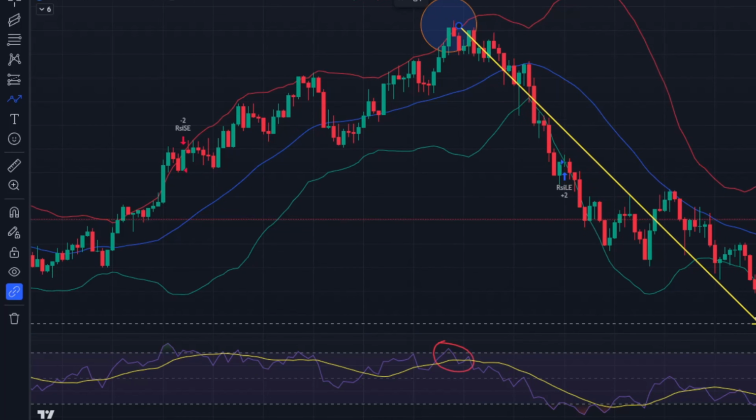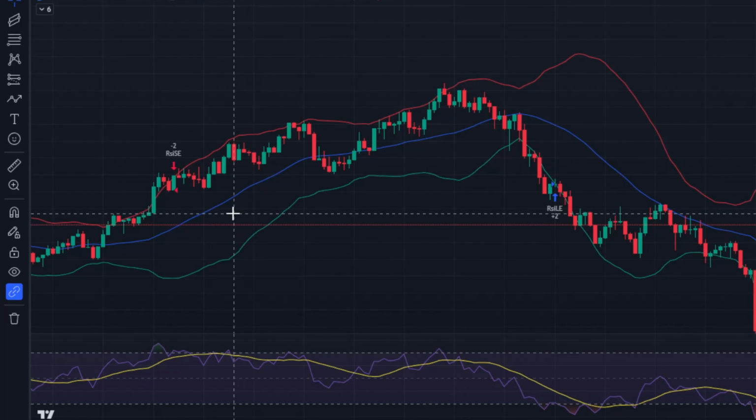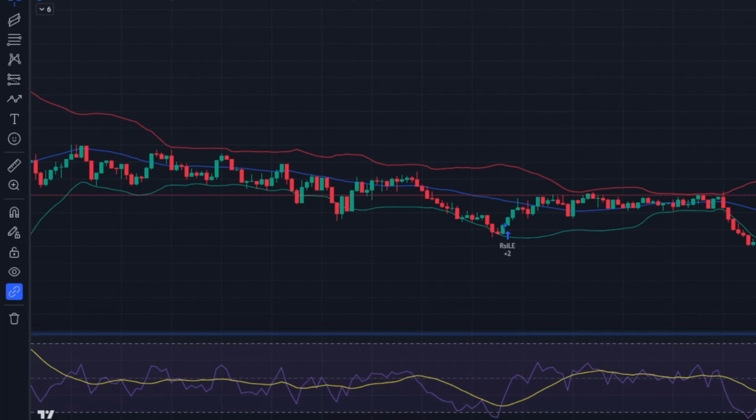For example, if the price of a stock moves below the lower Bollinger Band, but the RSI isn't yet below 25, wait. Patience is key. Enter only when both conditions are met.